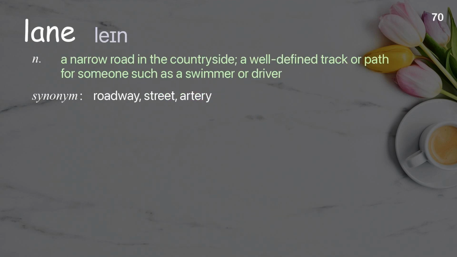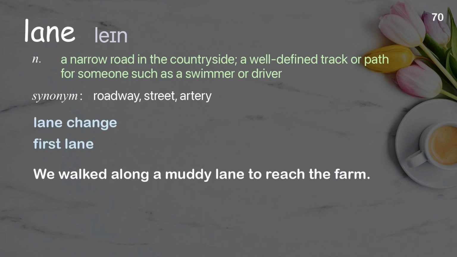Lane. A narrow road in the countryside, a well-defined track or path for someone such as a swimmer or driver. Examples: Lane change. First lane. We walked along a muddy lane to reach the farm.